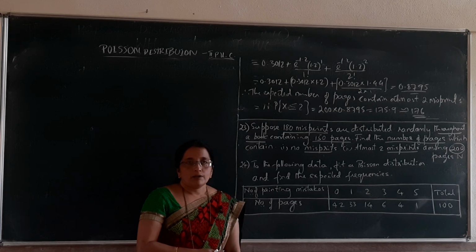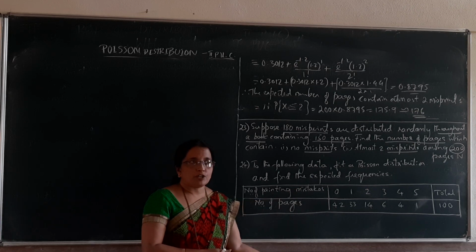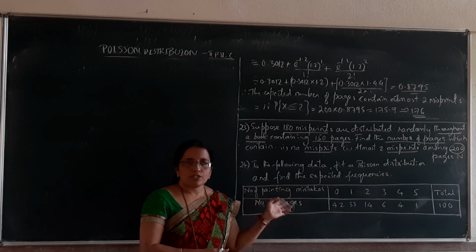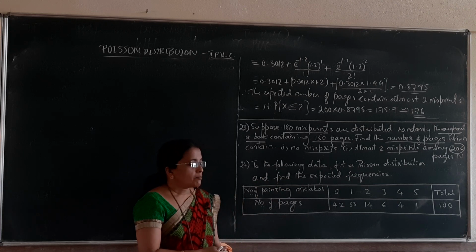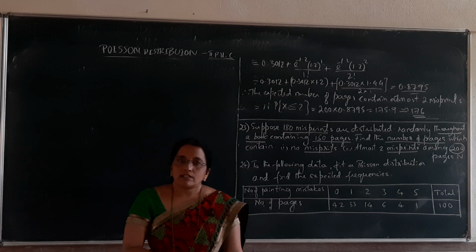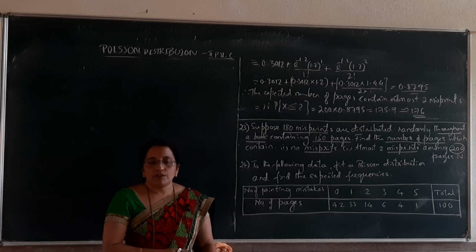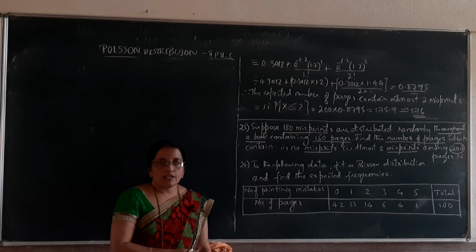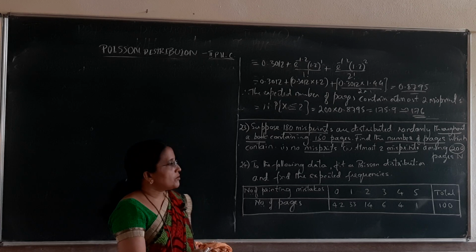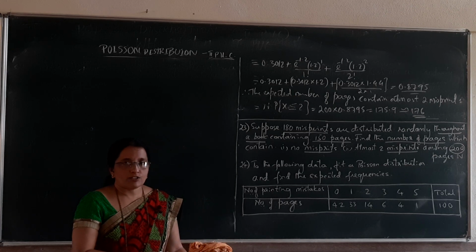Average number of mistakes per page are observed as 1.2. Sometimes a value is given, and at that time we have to consider lambda equal to that given value. But such problems are not considered in your book. Now here, since lambda is not given, we have to find lambda first by equating the theoretical mean with the observed mean. Observed mean we know how to find, the x bar. The same thing we have to do here also.